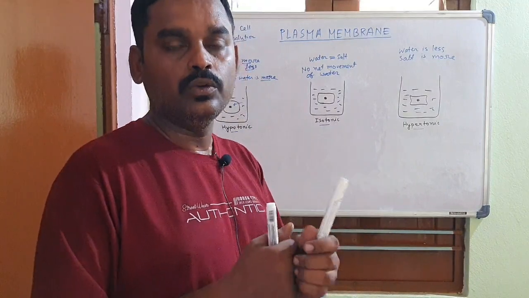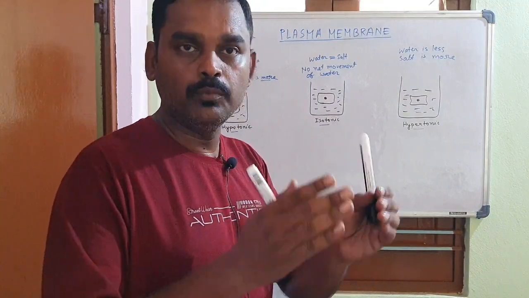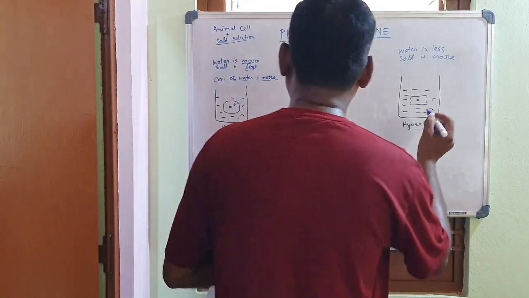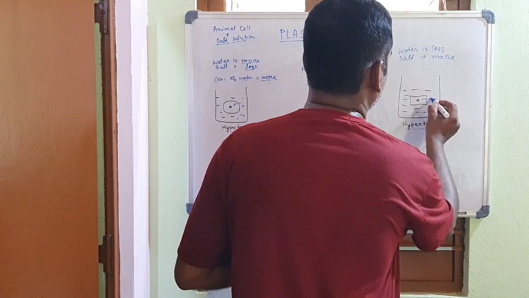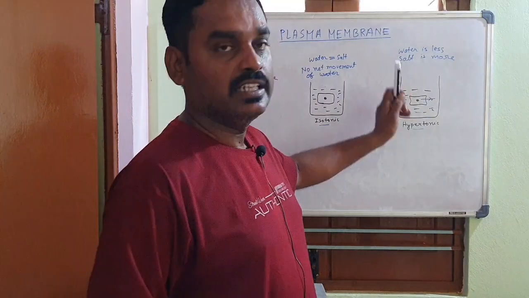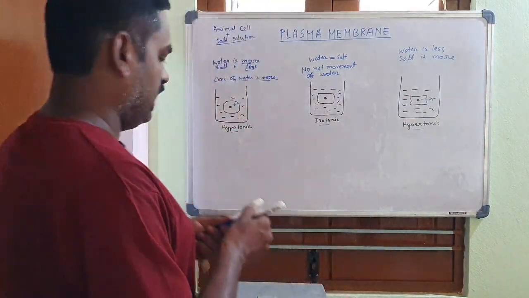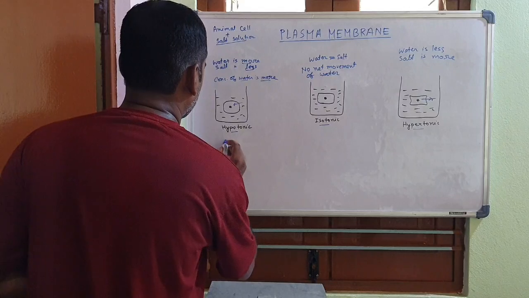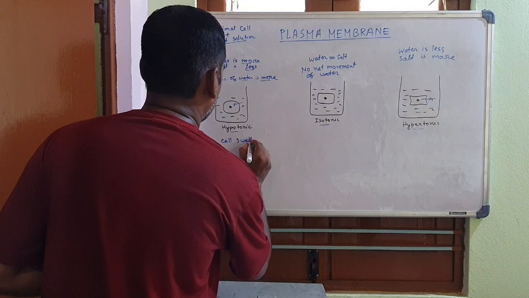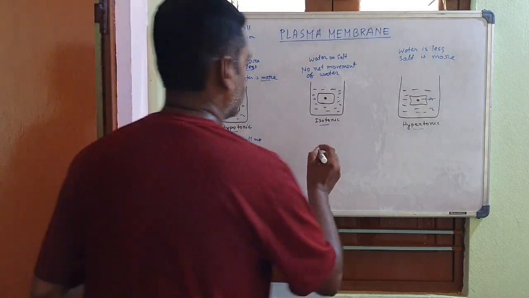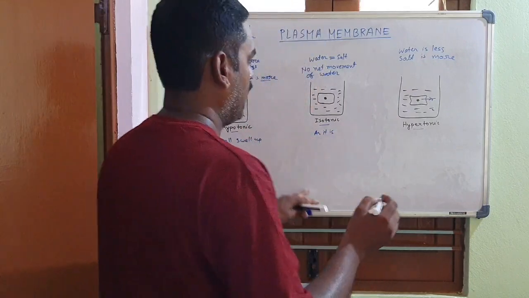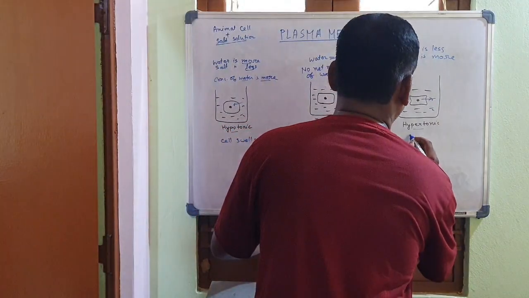What we know is that in osmosis, water moves across a membrane from higher concentration to lower concentration. So in this case water moves out of the cell, because inside the cell there is more water concentration and outside there is less. In the hypotonic solution the cell swells up. In the isotonic solution the cell stays as it is, and in the hypertonic solution the cell shrinks.